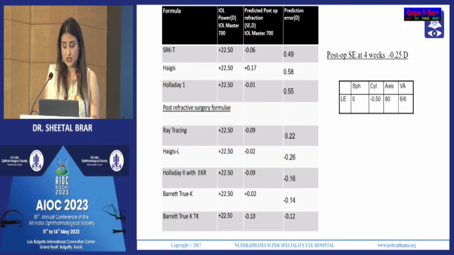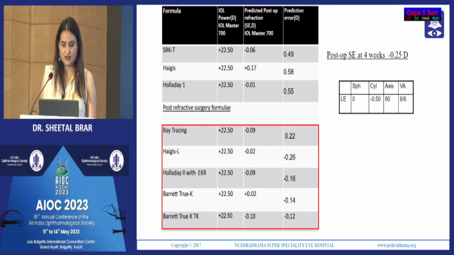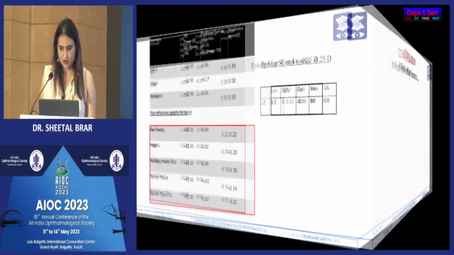Post-surgery at 2 weeks and 4 weeks, the residual refractive error was 0.25 diopter sphere. So then we found the predicted post-operative refraction and the prediction error. And with this, we can see that with the newer formulas, the error is much less compared to the older formulae. And out of the newer formulas, the Barrett True-K TK has the least prediction error.